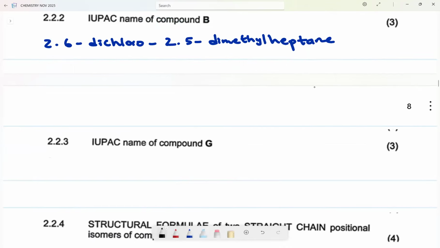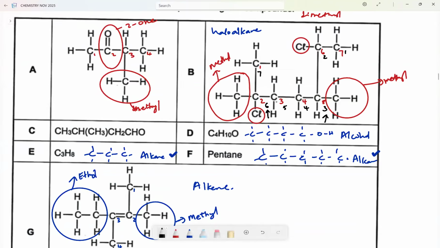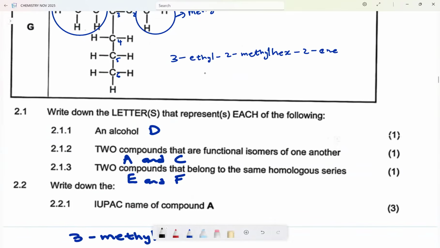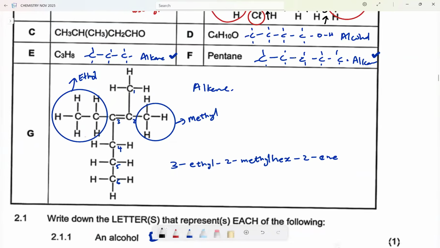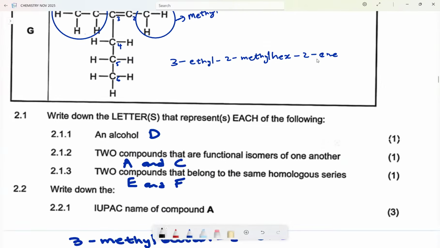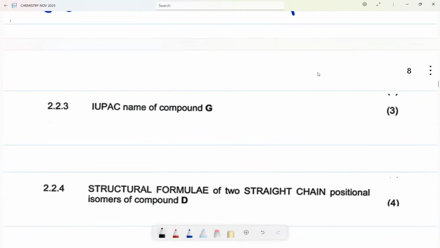I hope it makes sense. Now, IUPAC name of G. I think we have already named that to be 3-ethyl, 2-methyl, hex-2-ene. Now, can you see this? We have a branch that has 2. This is ethyl. This is not dimethyl, okay? 3-ethyl, 2-methyl. Let's name that.